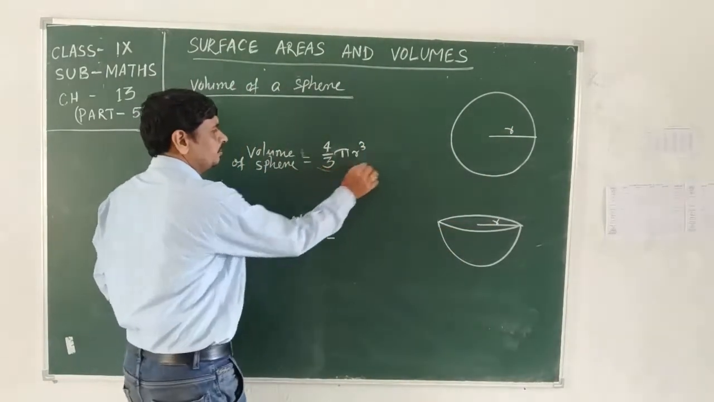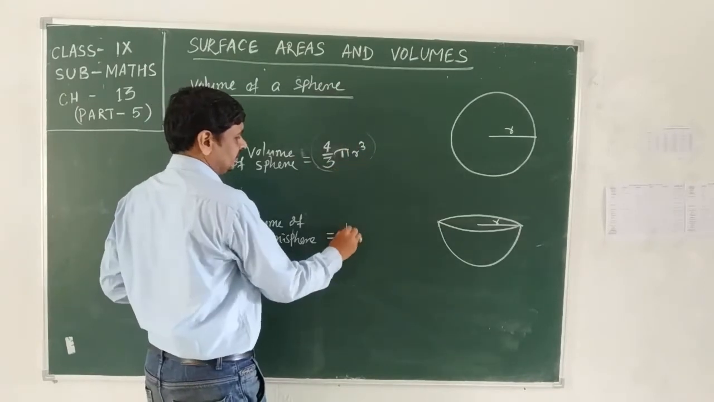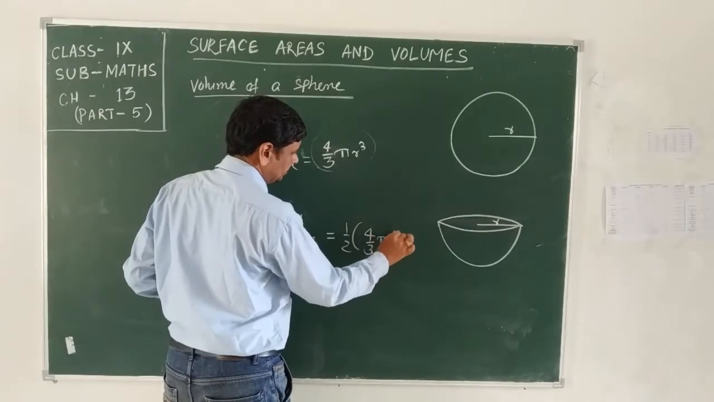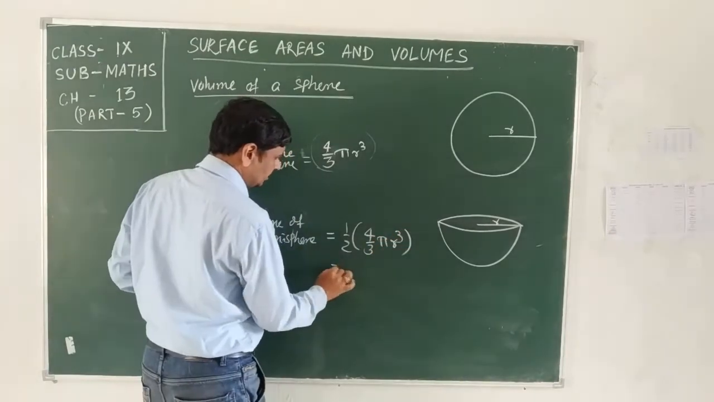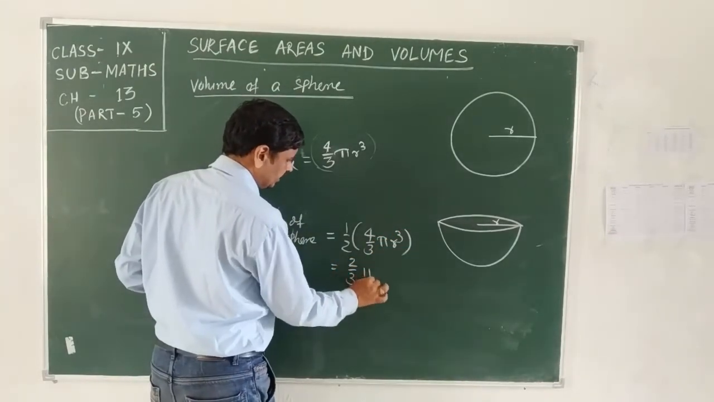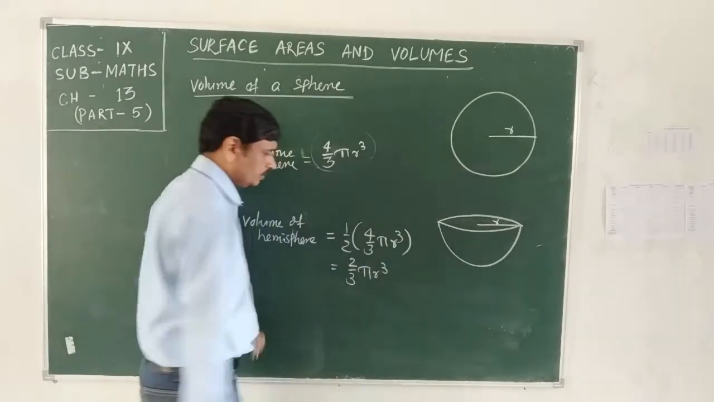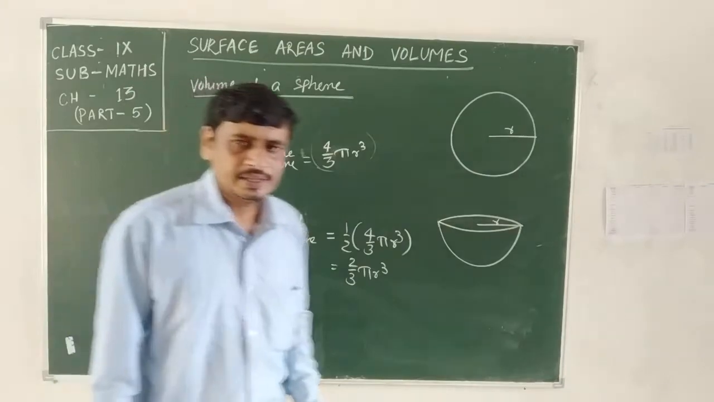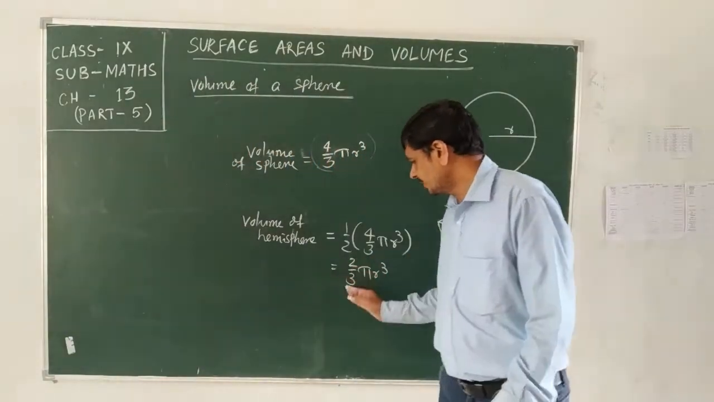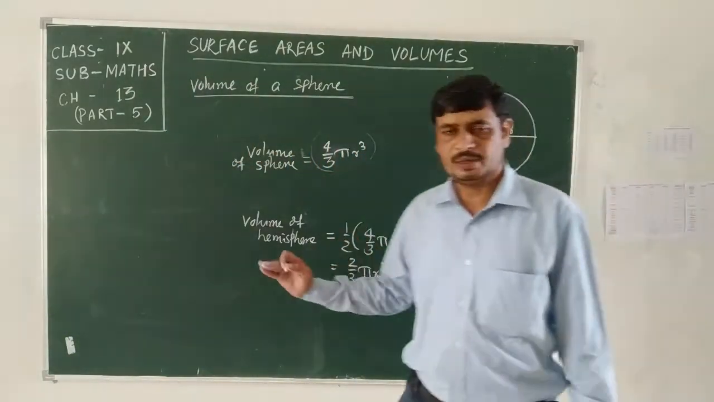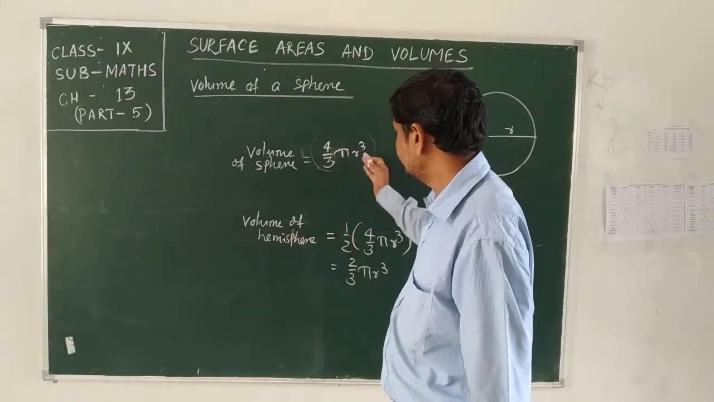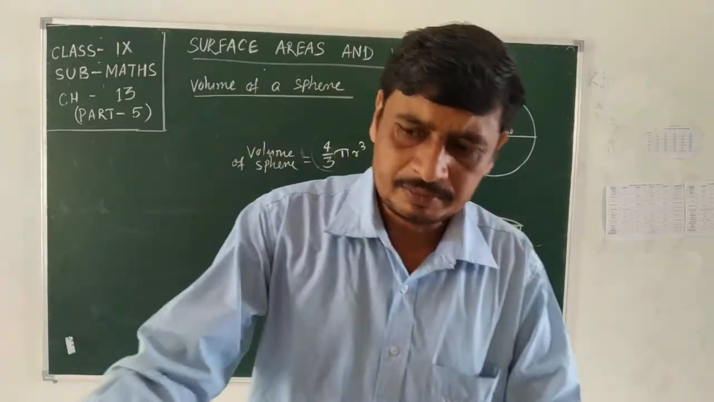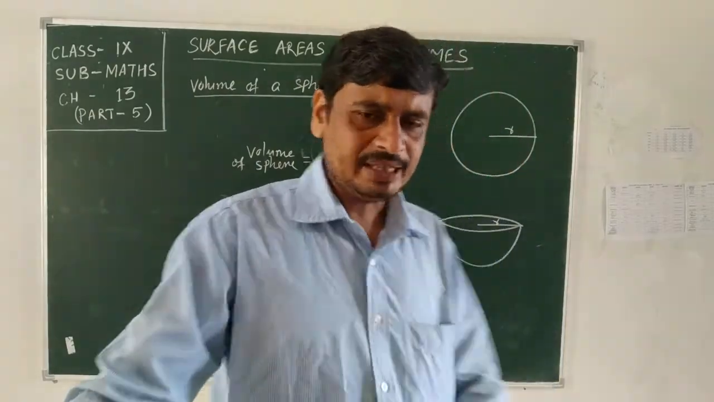Since the volume of sphere is 4 by 3 pi r cube, it is half of this 4 by 3 pi r cube, which is equal to 2 by 3 pi r cube. The 2 and 4 cancel, it becomes 2 by 3 pi r cube. By using this formula 2 by 3 pi r cube, we can find the volume of a hemisphere, and by using 4 by 3 pi r cube, we can find the volume of a sphere. Let's discuss by taking some examples.